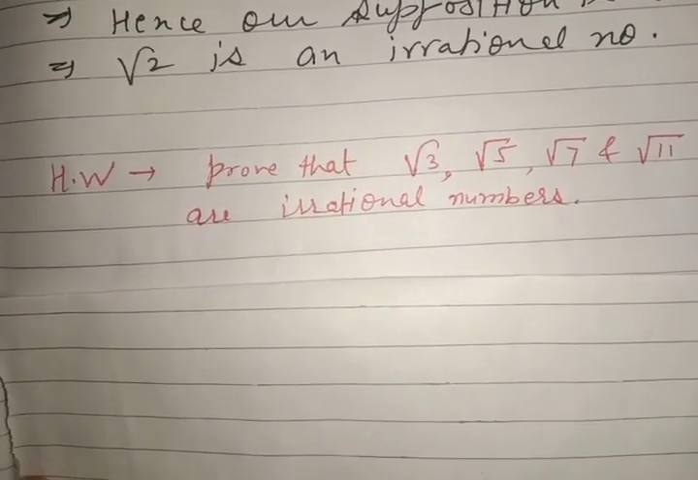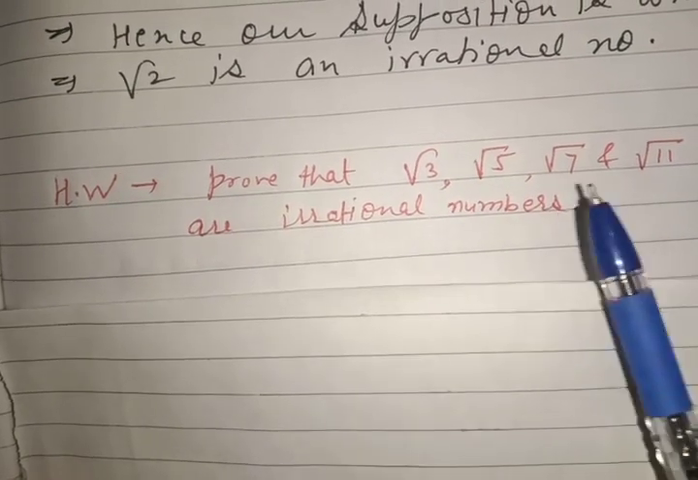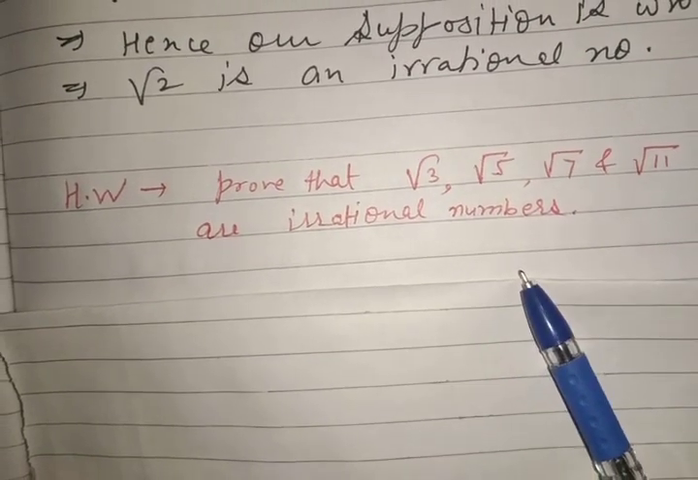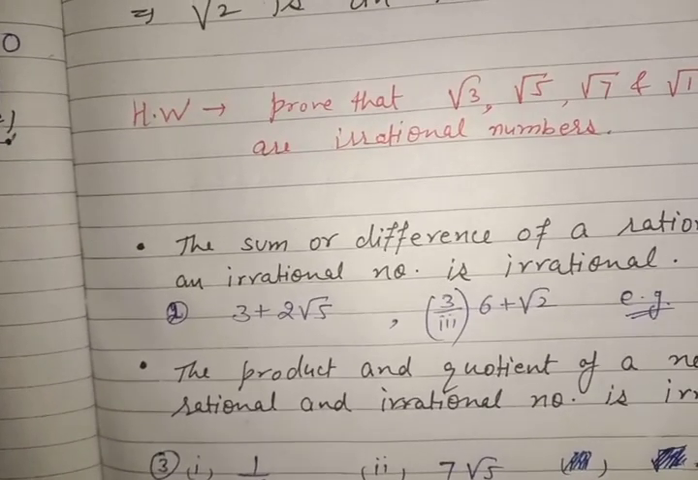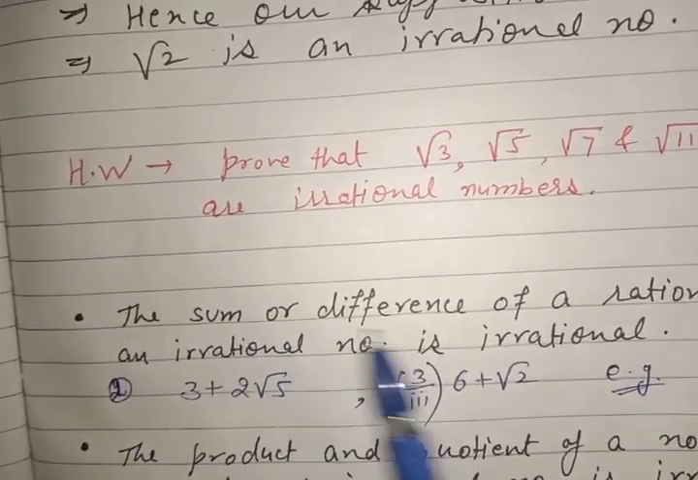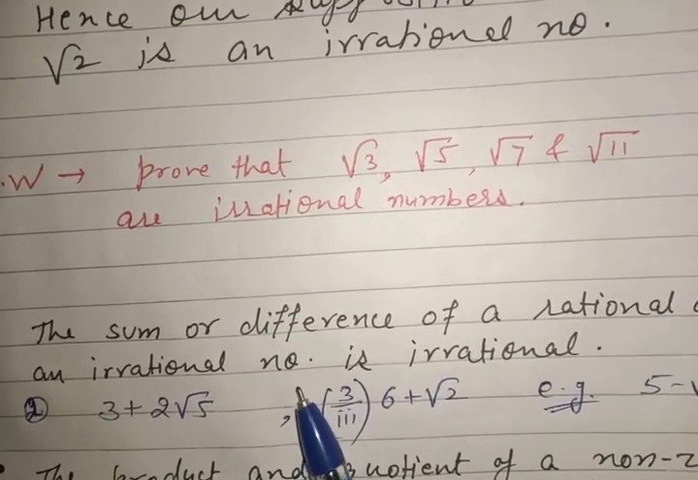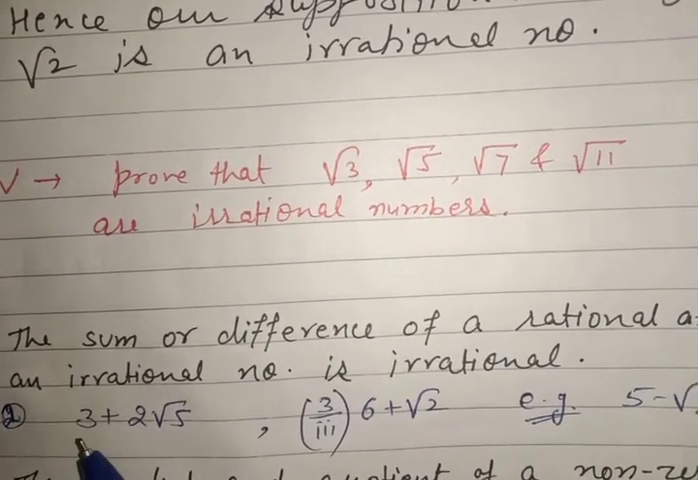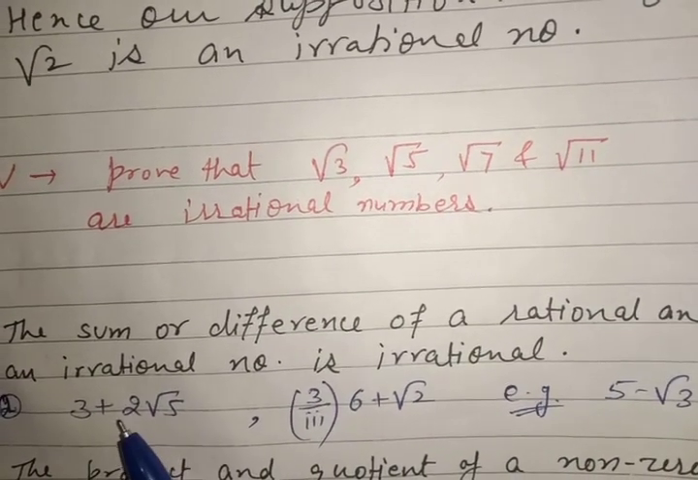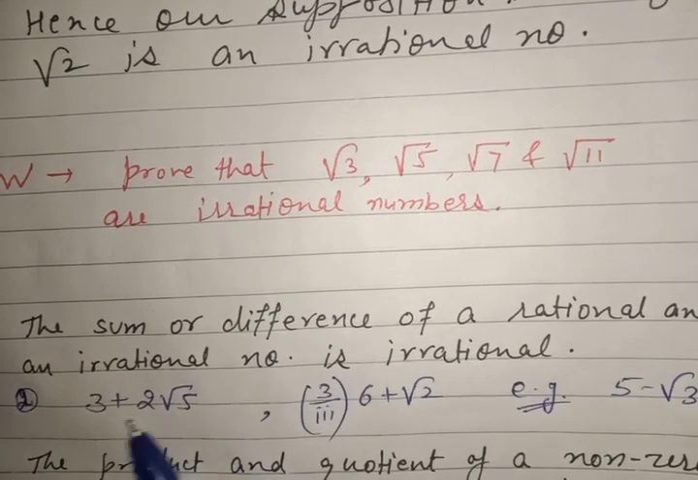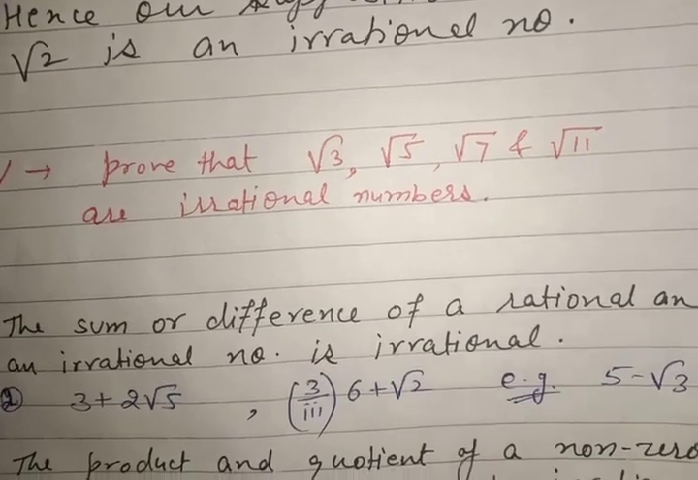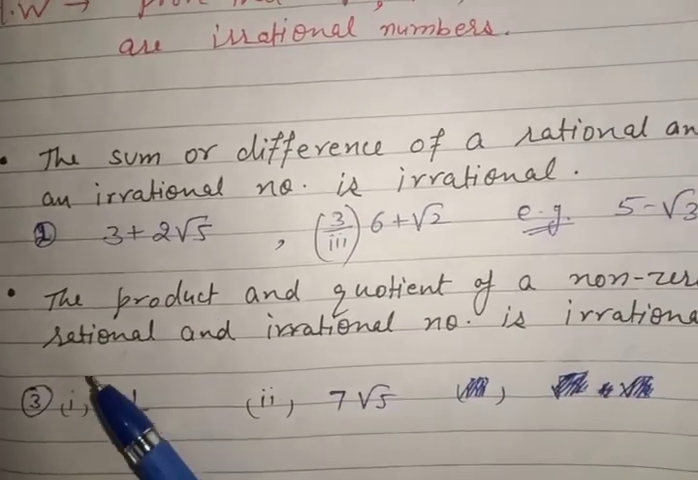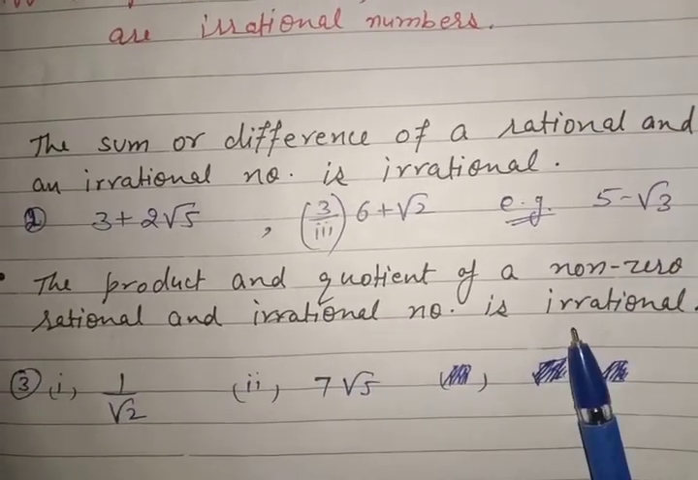Now after this question you can do this in homework. Prove that root 3, root 5, root 7 and root 11 are irrational numbers. Okay, now some of the proofs. You have done in your 9th class that the sum or difference of a rational and an irrational is irrational. Just like this is rational, this is irrational, this total is irrational. Same here. And the product and quotient of a non-zero rational and an irrational is irrational.